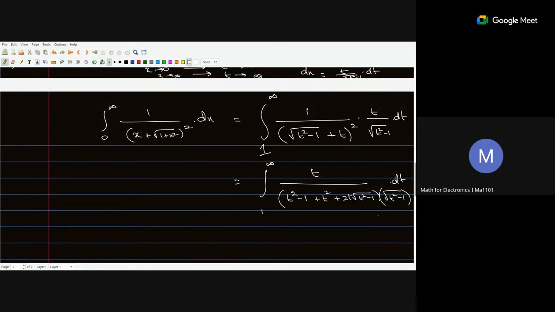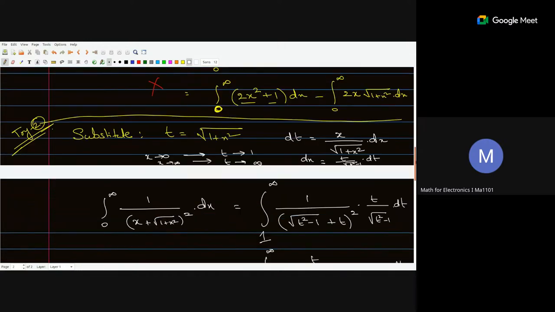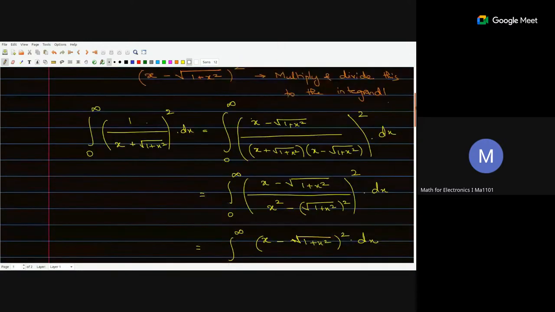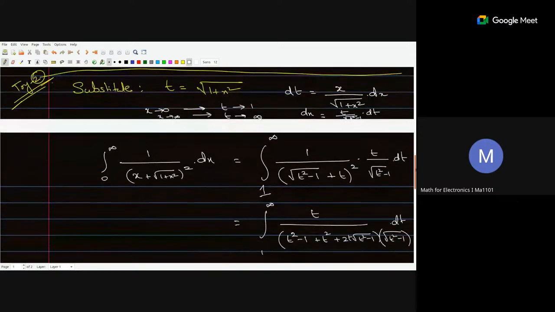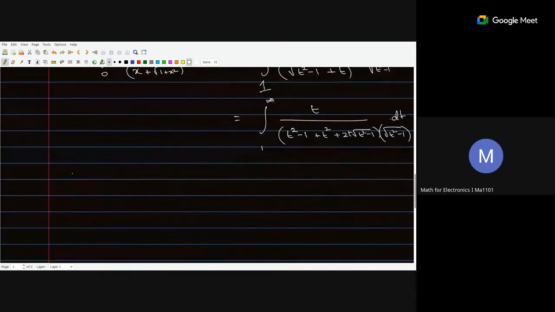Okay, even this looks like again we are into that something plus square root thing, right? What if we try x plus root 1 plus x square itself? Try number 3. So this is my try. Even if this didn't work, then we have to go search for another method.